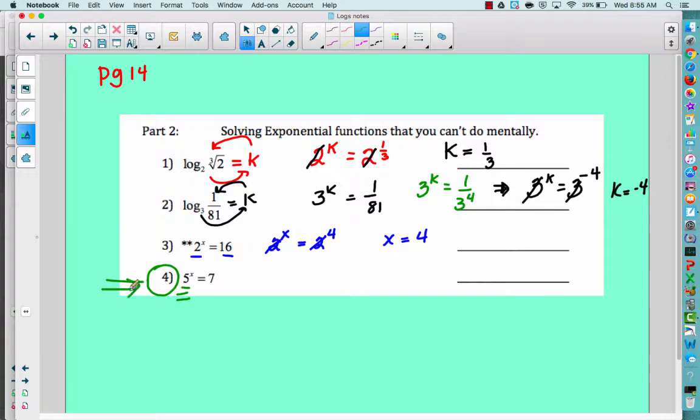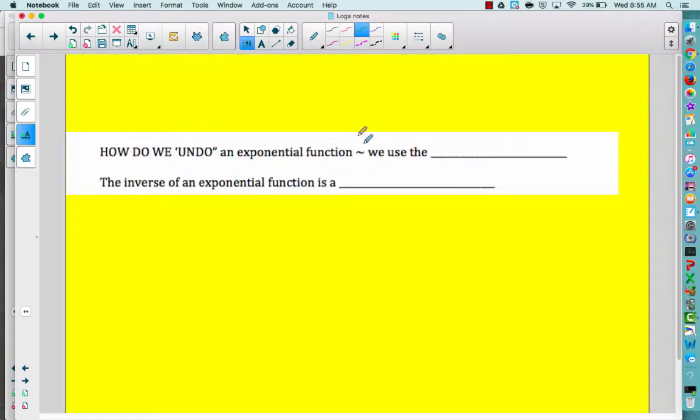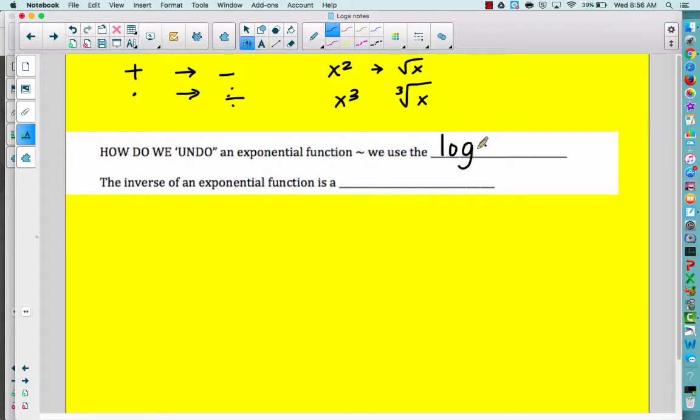So this is a place where I have to use logs. How do we undo an exponential function? Well, let's review how we undo other functions. We undo addition by using subtraction. We undo multiplication by doing division, or vice versa. We undo an x squared by taking its square root. We undo x cubed by taking its cubed root. We undo an exponential function by using its inverse. These are all inverse functions, so we use the logs, or also remember, ln. So the inverse of an exponential function, which we have talked about, is the log function.